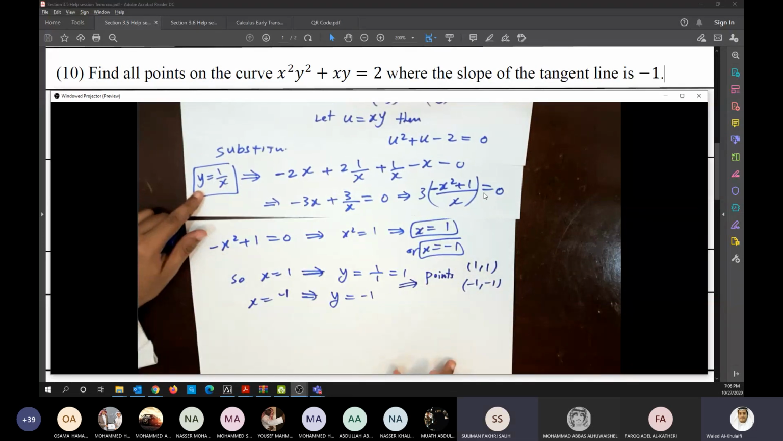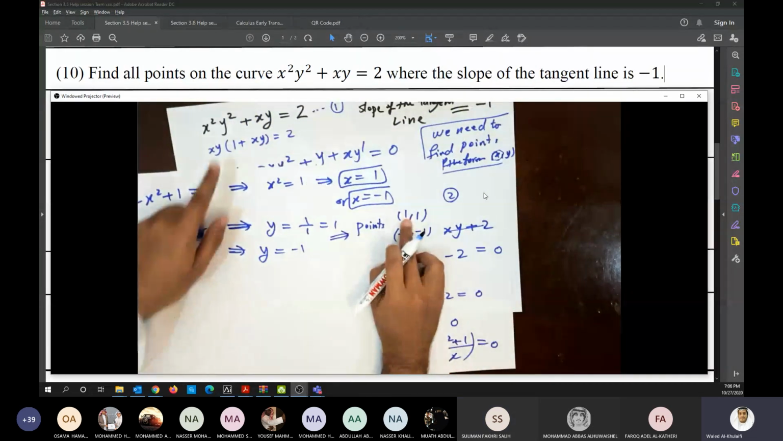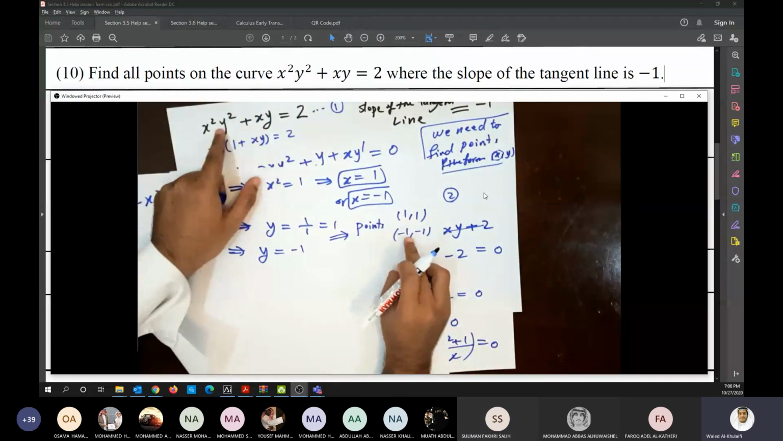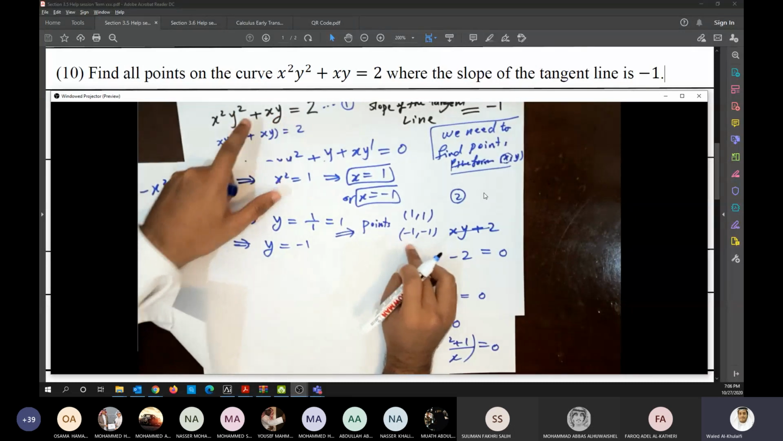These points, guys, when you substitute in the original equation, you will get 1 times 1 plus 1 times 1, and 1 plus 1 is 2, and the same thing for the second one. Yes.